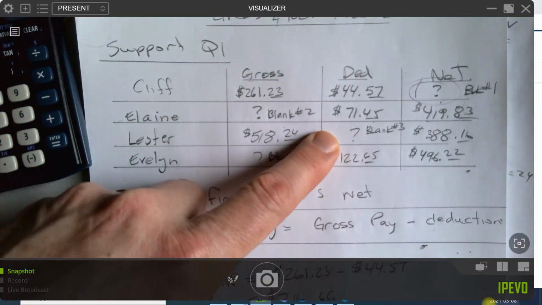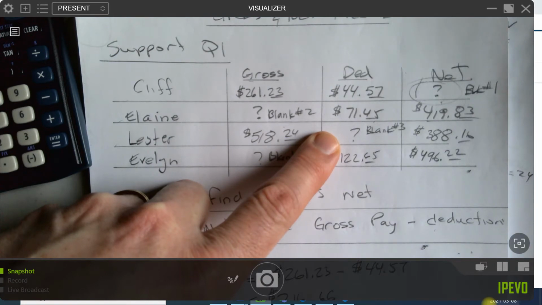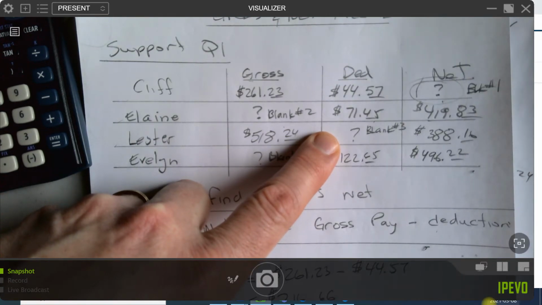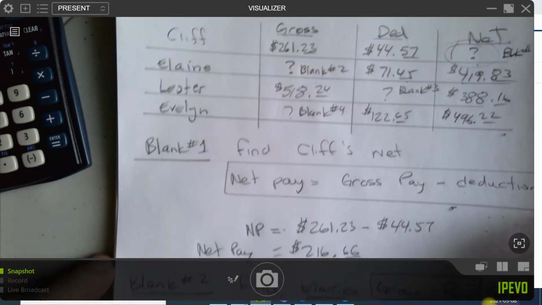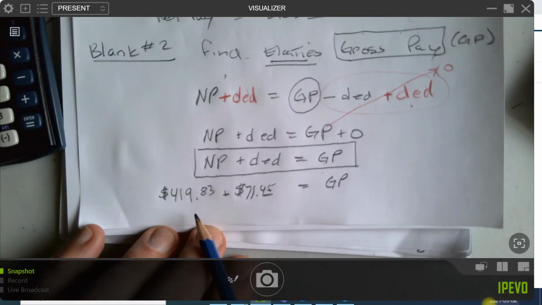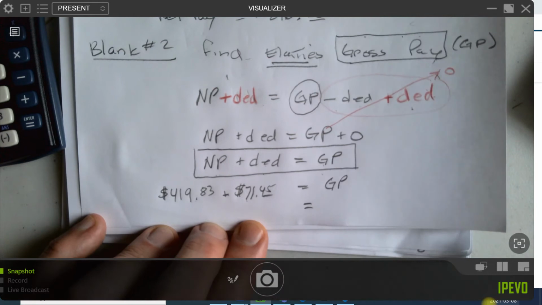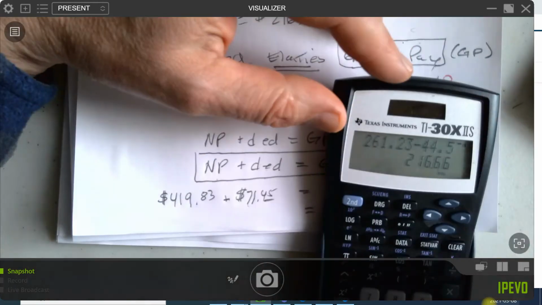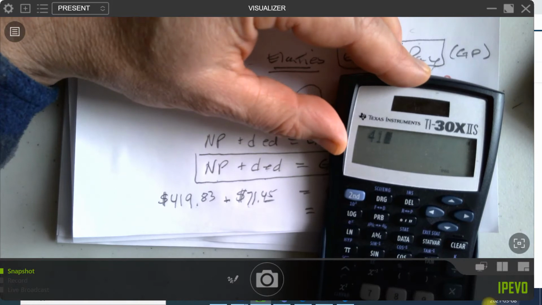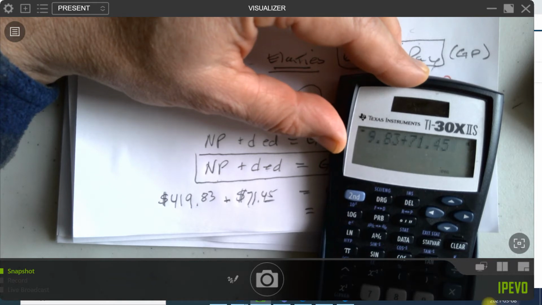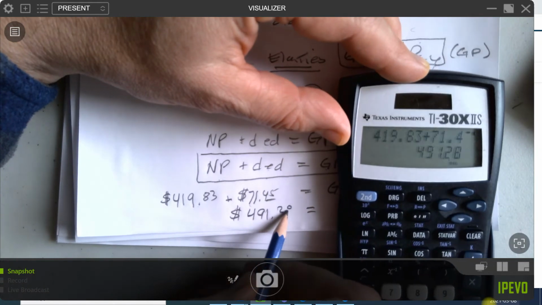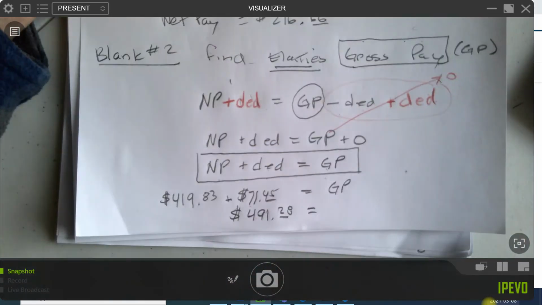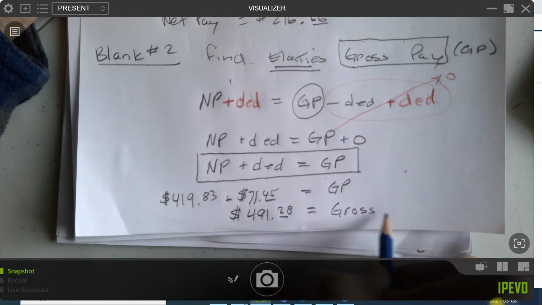So I got my net pay is 419. I'm just going to write that down: $419.83 plus my $71.45. So there we have it. So what's my gross pay? It's going to be my net pay plus my deductions. I'm just going to put that in the calculator so you guys can see. $419.83 plus $71.45 equals $491.28. And that's what my gross pay is equal to.